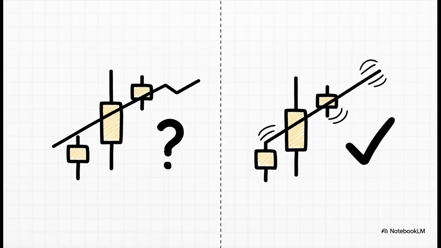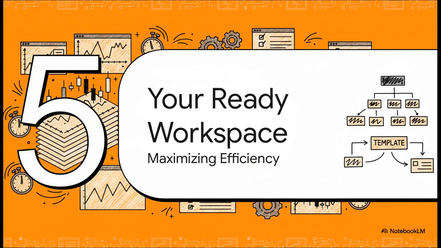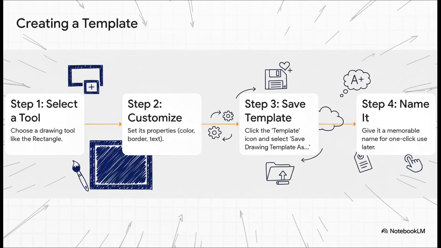And finally, let's add the finishing touch that's going to make your workflow ridiculously efficient. We're going to set up templates, and trust me on this, it's going to save you a ton of time. I mean, why would you customize a tool every single time you use it? It makes no sense. With templates, you just do it once and you're done. For example, you can create a specific colored rectangle for what you call an order block, save it as a template, and from that moment on, you can apply that style with just one click. This is an absolute game changer for your speed and consistency.